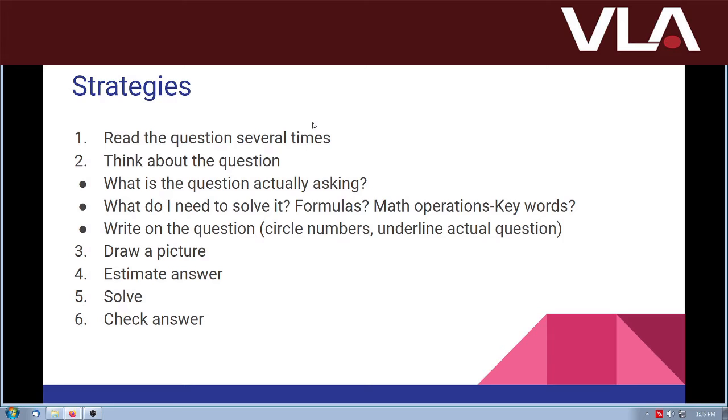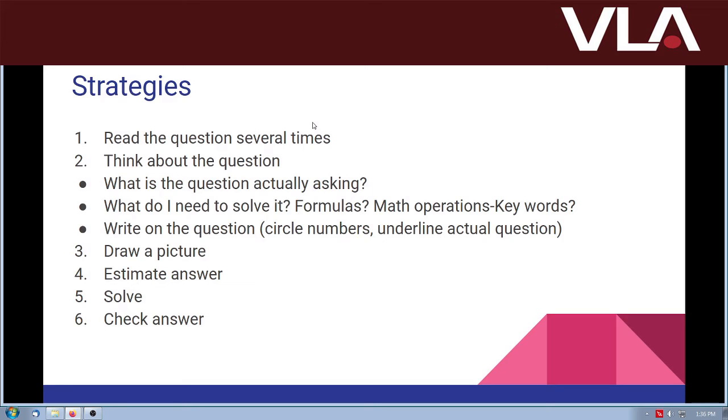But keywords can be important, but they could also be a double-edged sword. Sometimes the way a question is worded could confuse you and trick you by using keywords, and the actual operation they're using doesn't coincide with that keyword. Also, as you think about the question, I want you to actually dissect the question itself. You can write on the question. What do I mean by that? I'll circle numbers, especially if they're important to the problem. I'll underline the actual question to highlight it, because sometimes they'll give you a bunch of information that doesn't pertain to the actual question, so you have to make sure you identify the actual question itself.